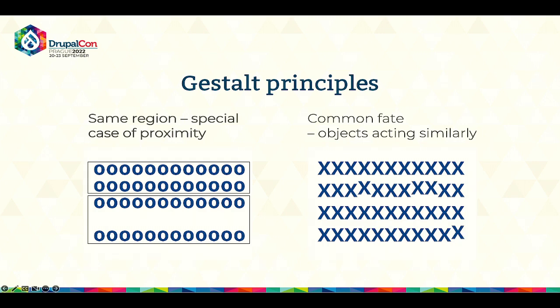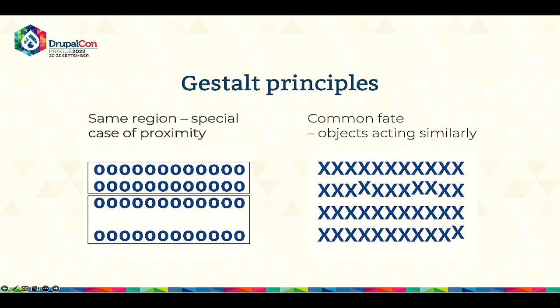Then we have the same region principle. That's basically a special case of proximity. So we have one group that would be following the principle of proximity, but as we draw boxes around those groups, our mind understands that the ones inside the same box go together.